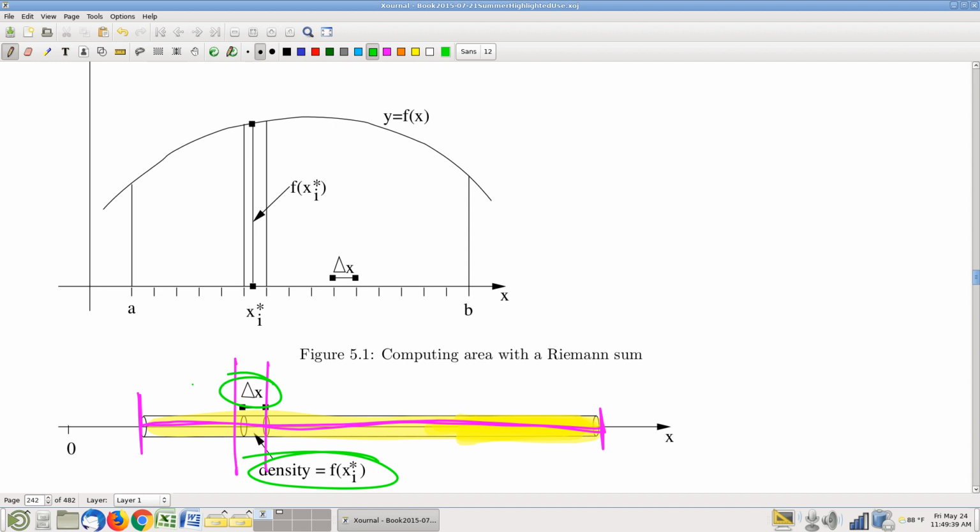And notice two very important things here. What I just described is a Riemann sum: the sum of the function times delta x, as i goes from 1 to n. That's a Riemann sum. And two, no area anywhere in that discussion.